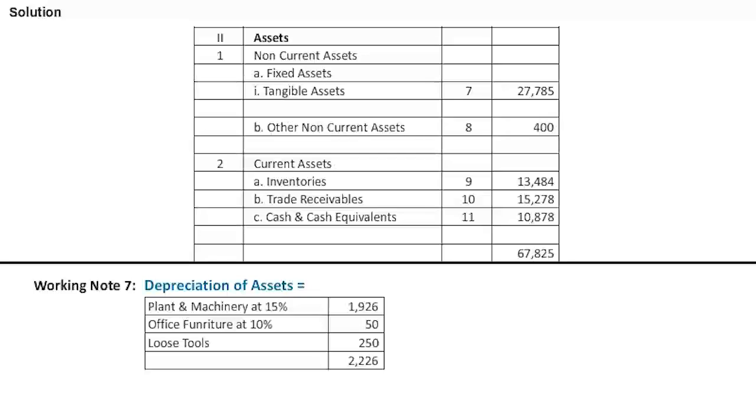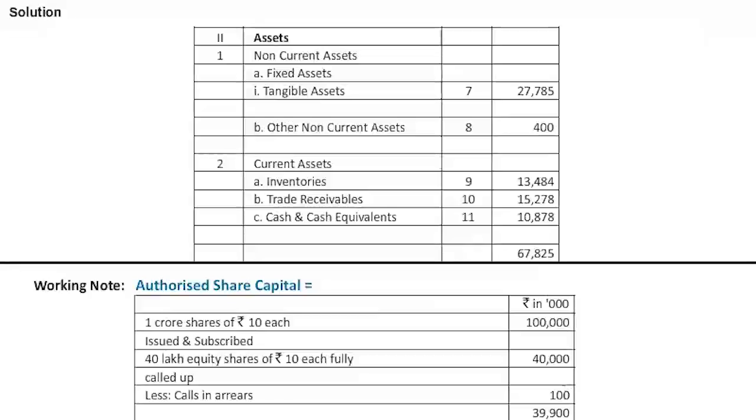Share capital 40,000. You will have a separate note and it says basically in notes you will have authorized share capital 1 crore shares of rupees 10 each. All the rupees are in thousands, so 1 lakh thousands, and then 40 lakh equity shares 10 rupees fully paid up 40,000. That is your share capital. This is basically a called up share capital. Then you have calls in arrears.